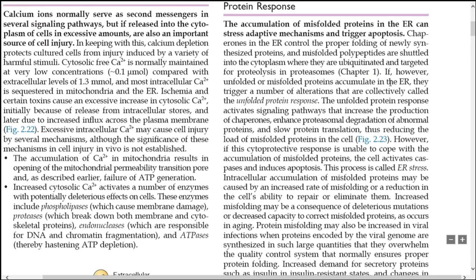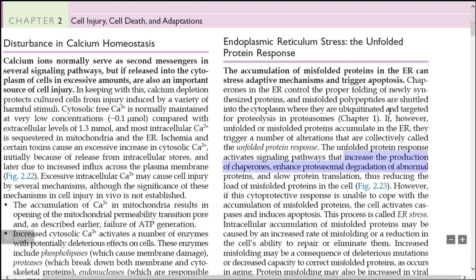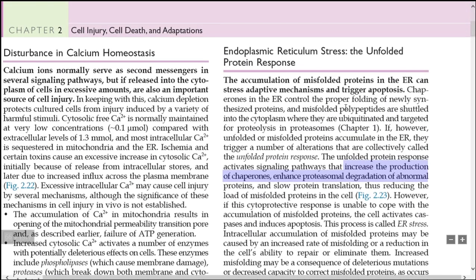However, if any unfolded or misfolded proteins accumulate in the endoplasmic reticulum, they trigger a number of alterations which are called the unfolded protein response. This unfolded protein response will activate signaling pathways that will increase the production of chaperones. Chaperones in the endoplasmic reticulum help in controlling the proper folding of newly synthesized proteins, and misfolded proteins are sent out of the endoplasmic reticulum to the cytoplasm.